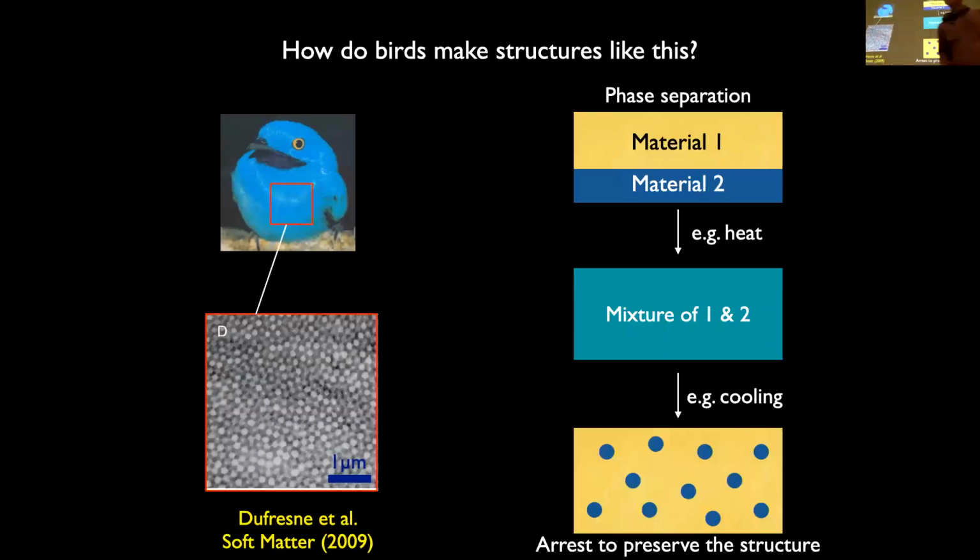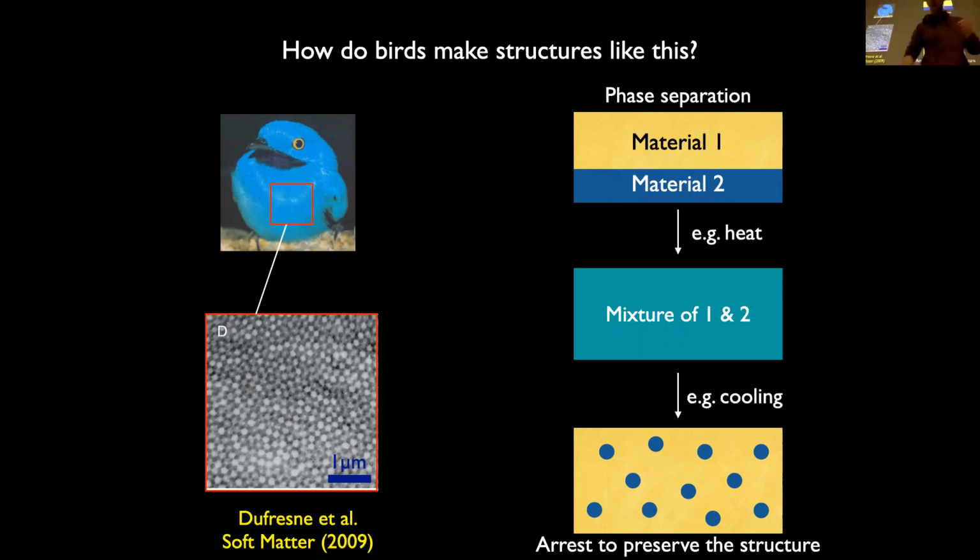So to start thinking about this, we can think about what the birds are actually doing. The theory at the moment is that they're using a phase separation type of approach. And phase separation at its simplest is if you take two materials, you heat them up so that they mix together, and when you cool them down, they will phase separate. So it will make droplets, something like this. And the idea being, can we take a phase separation process and make a material like this?